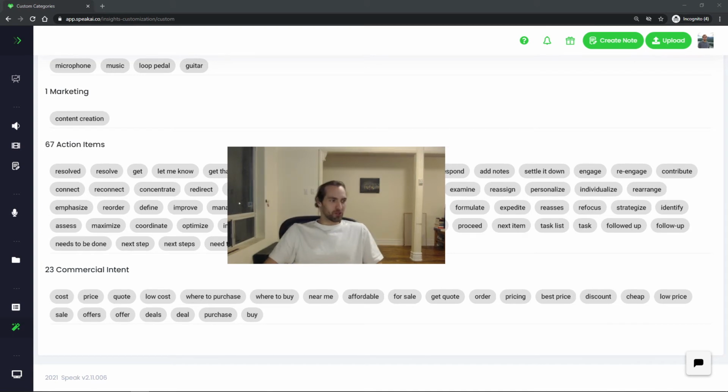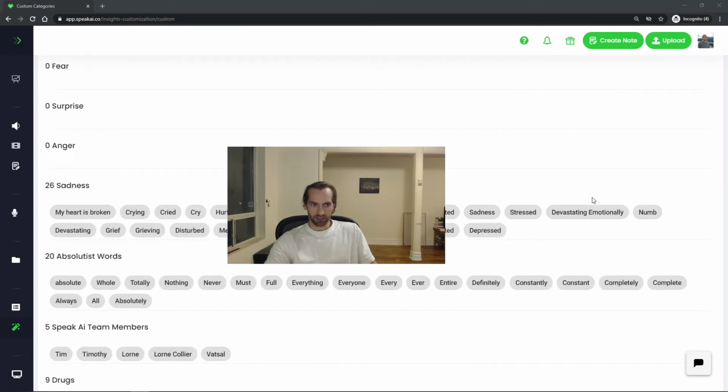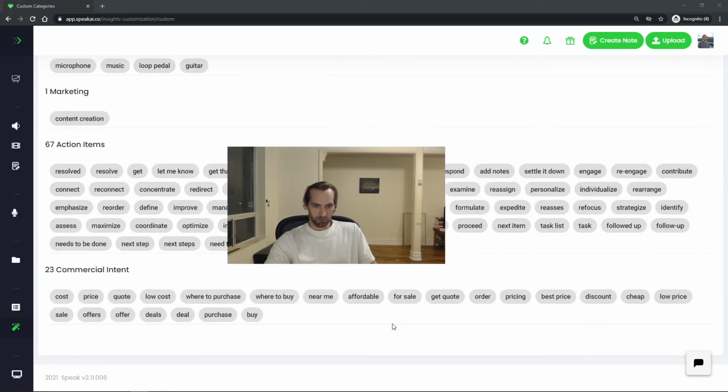So I built commercial intent into Speak now. I've got custom categories, and I've included that list in the actual post as well, below where I just was. It will now be able to automatically identify all language that indicates this commercial intent. So this is really cool. You literally hit edit, pop it in, save, and now automatically it's going to scan and analyze all those actual terms.